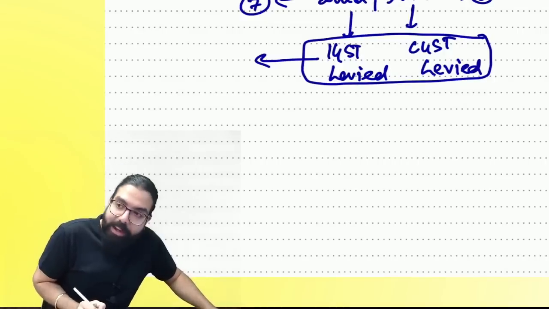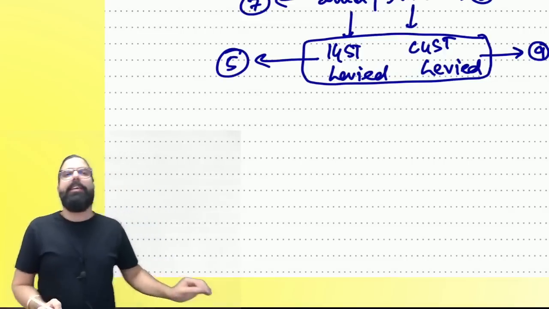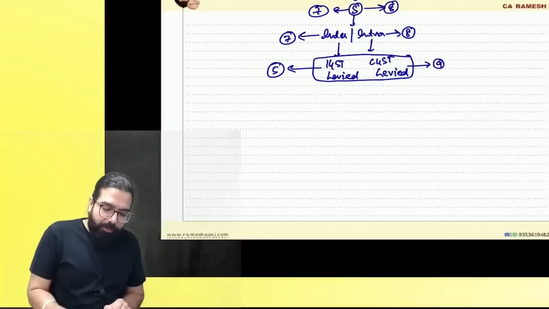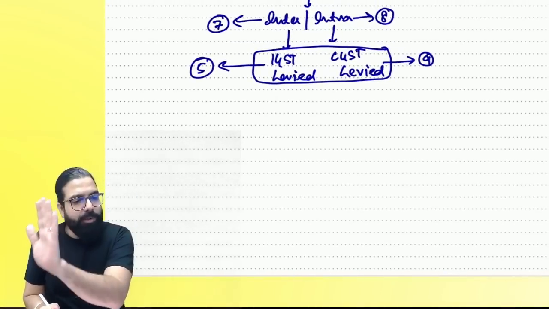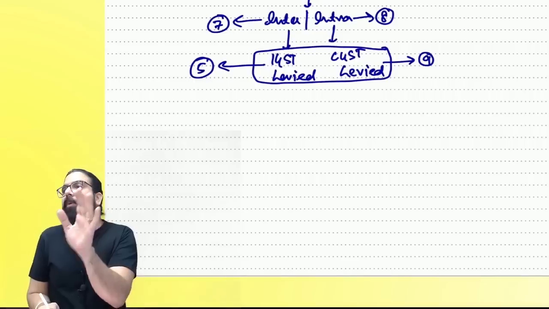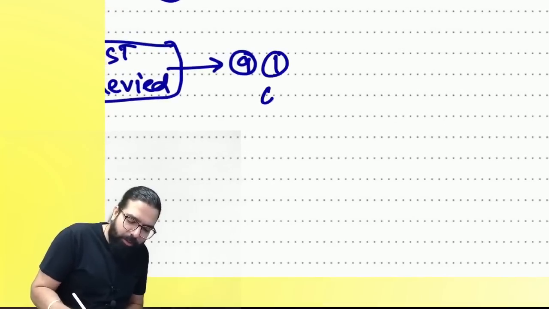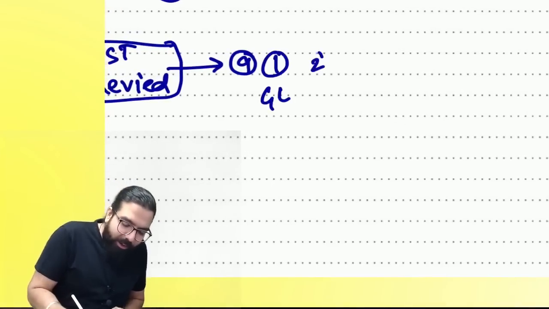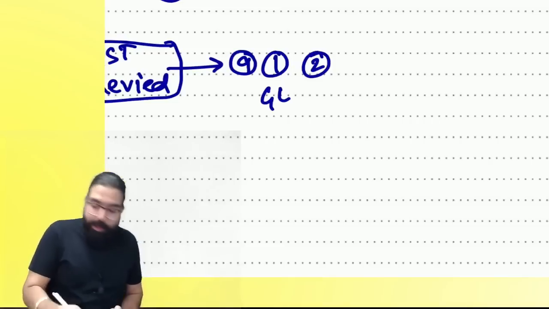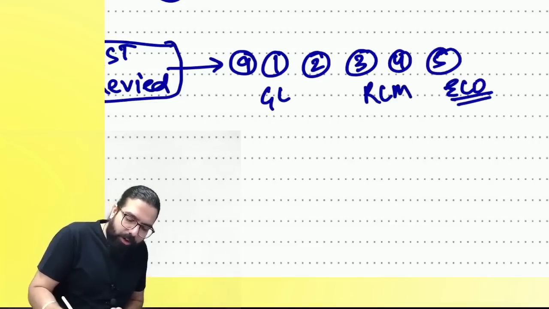Then we have IGST ka levy section, which is section number 5, and CGST ka section number is section number 9. Everyone listen to me very carefully. Both section number 9 and section number 5 have 5 subsections. Section number 9 has section number 9.1 which talks about general levy, when GST will be levied. Section number 9.2 talks about HP man. 9.3 and 9.4 talk about RCM, and section number 9.5 talks about e-commerce operator.